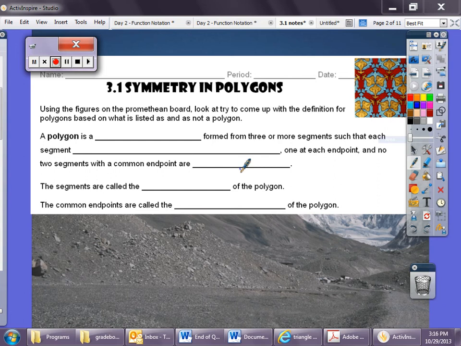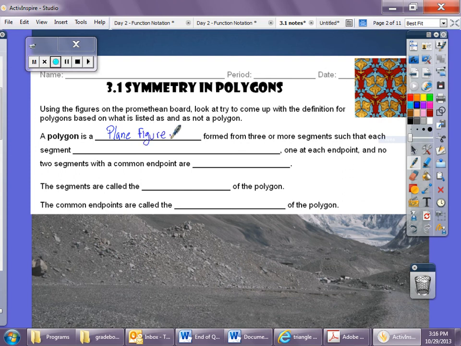So, a polygon is a plane figure formed from 3 or more segments such that each segment intersects exactly 2 other segments, one at each endpoint, and no 2 segments with a common endpoint are collinear. Now you know what polygons are.